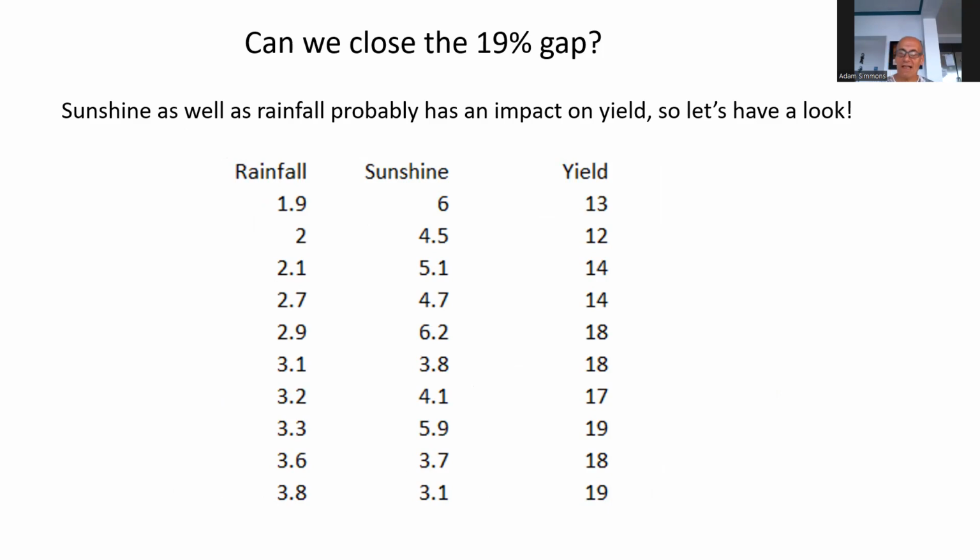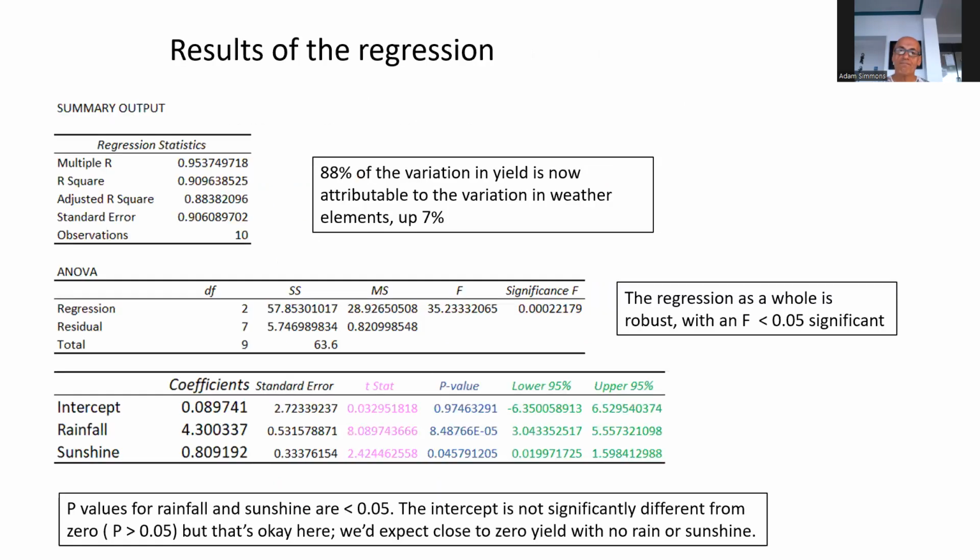So I'm not an agricultural expert by any means, but sunshine, I'm pretty sure, does have an influence on how well crops grow. So I managed to get some sunshine data as well as rainfall for these 10 observations. So what happens if we run the numbers? Well, we can see that we've got a significant increase, and we have closed the gap quite a lot. Before we had 81% of variation in yield being accounted for by our independent variables, and now it's gone up to 88%. So that's a 7 percentage point improvement.